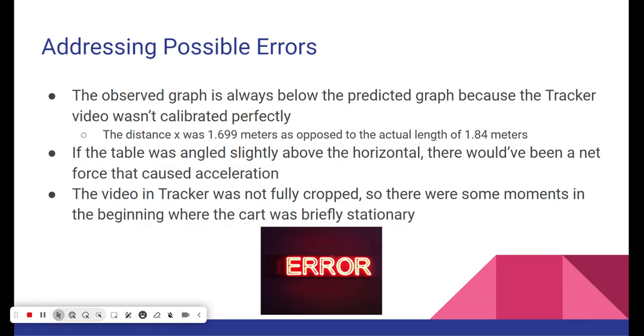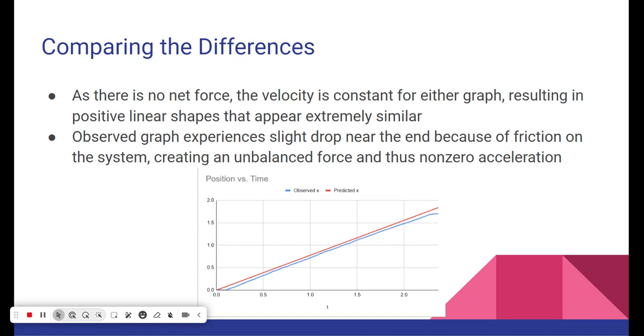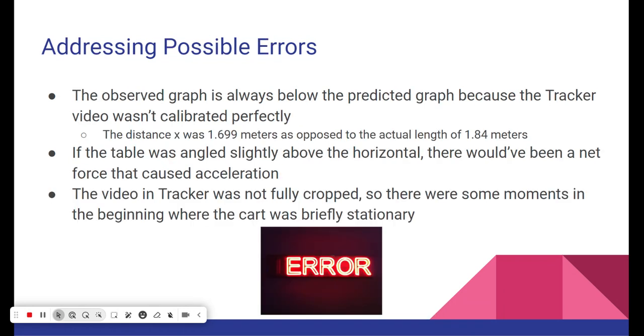For possible errors in our experiment, the observed graph is always below the predicted graph because the tracker video wasn't calibrated that well. For example, the distance x was 1.6999 centimeters instead of the actual length of 1.84 because of the program.